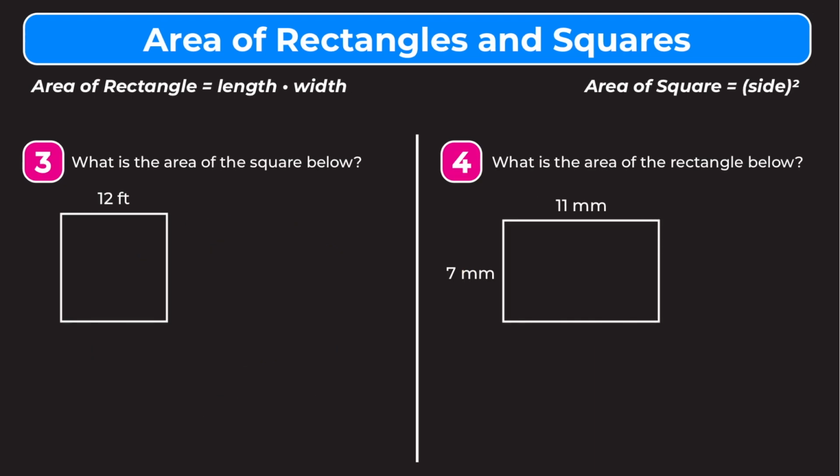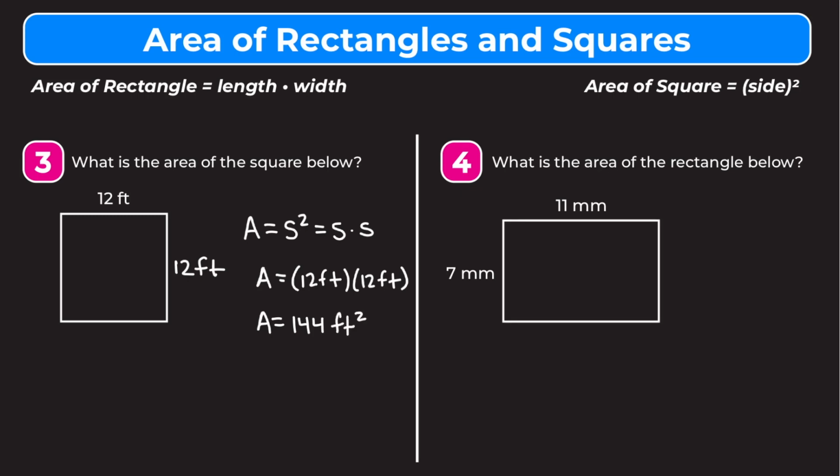So for these last 2 examples, I encourage you guys to try them on your own, and then you can watch me work through them to make sure that you solve them correctly. So in example 3, we're trying to find the area of the square. So because we have a square, we know the side length is also 12 feet. And let's use the formula for area of a square. So to find the area of a square, we're just going to multiply the side length by itself, or square the side length. In this case, our side length is 12 feet. So we're going to do 12 feet times itself. And 12 times 12 is 144. And feet times feet is feet squared. So we get an area of 144 feet squared.